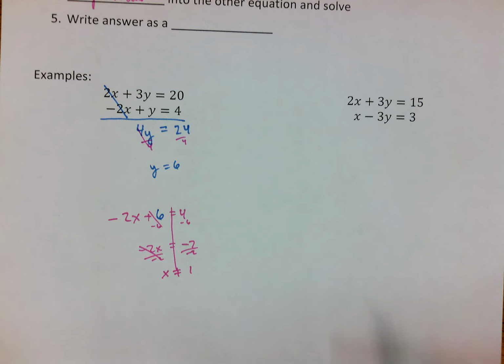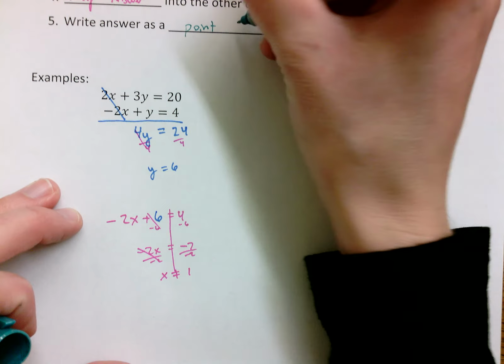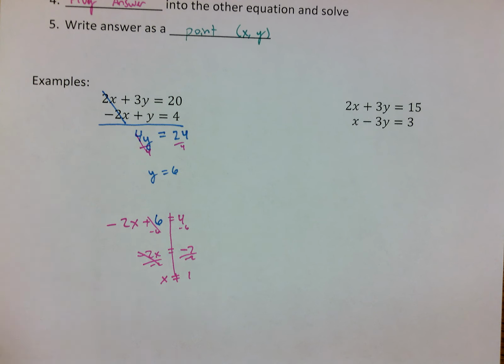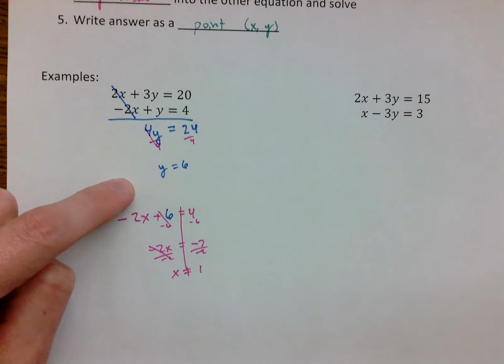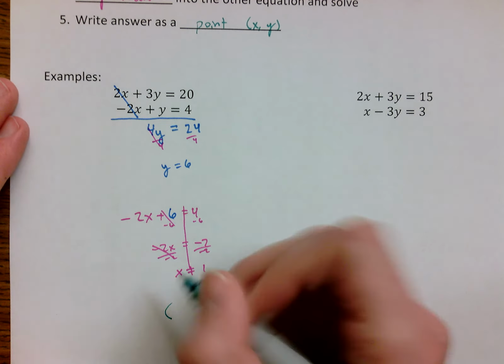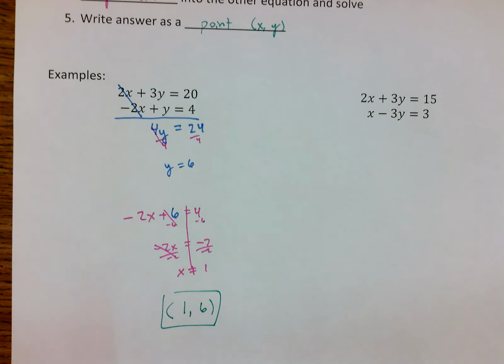Excellent. And then our last step is that we're going to write our answer as a point. Remember, your point is always x and then y. So you really got to make sure you pay attention, because sometimes it'll be this one first and then this one. Sometimes it'll be this one and then this one. So you just got to make sure you pay attention to your alphabet. So this one, x first, then y. There's my solution.